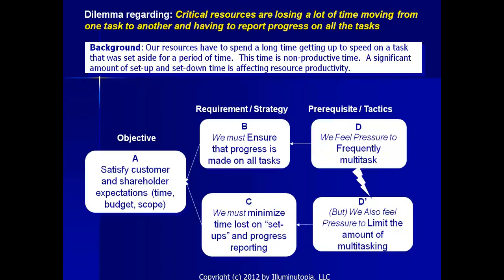So what's the conflict here? In order to satisfy customer and shareholder expectations, we must ensure that progress is made on all tasks. In order to ensure that progress is made on all tasks, we must frequently multitask. In order to satisfy customer and shareholder expectations, we must minimize time lost on setups and progress reporting. In order to do that, we must limit the amount of multitasking. Can't frequently and limit multitasking at the same time.